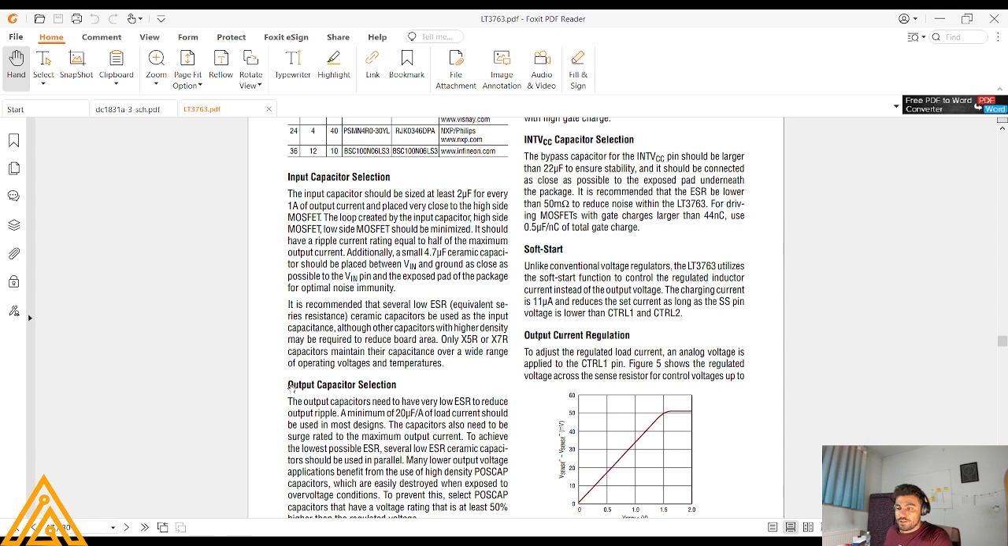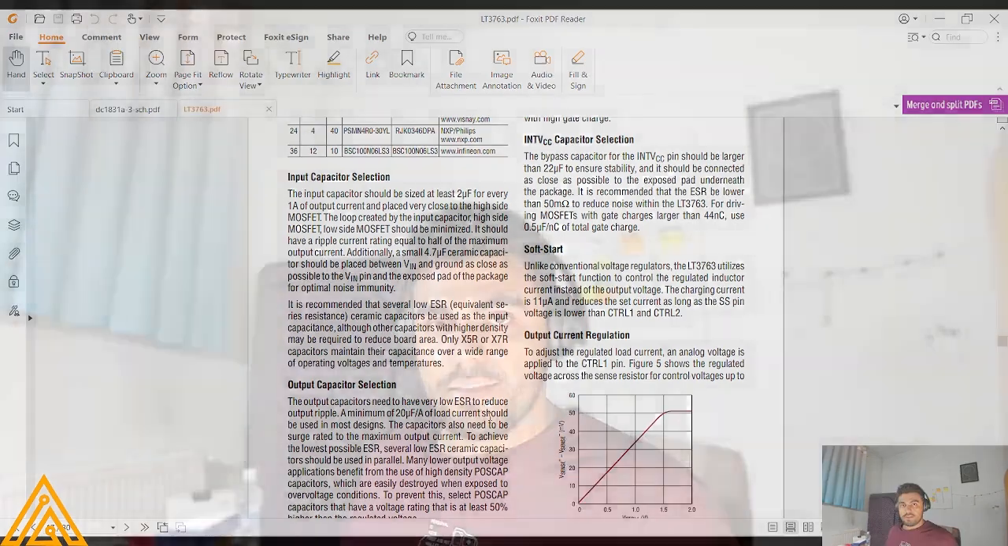So one of the things we have to consider is the output capacitor selection. The output capacitor needs to have a very low ESR to reduce output ripple. A minimum of 20 microfarads per amp of load current should be used in most designs. For example, based on this, if you want 20 amps, you have to put around 400 microfarads in our output. So make sure to calculate them carefully, or you may get voltage ripple at the output.